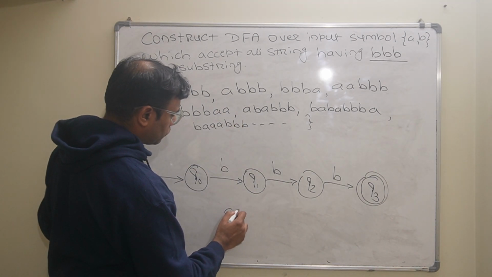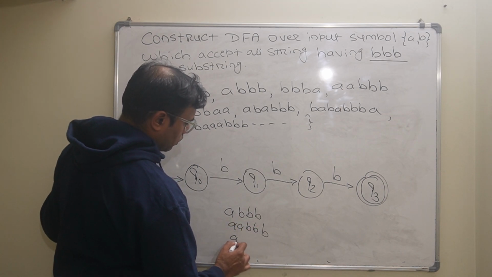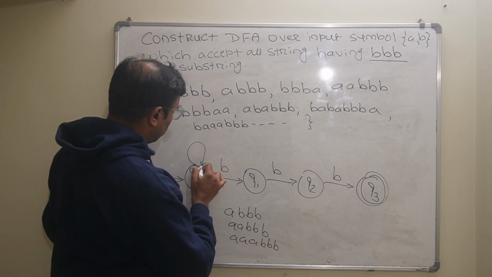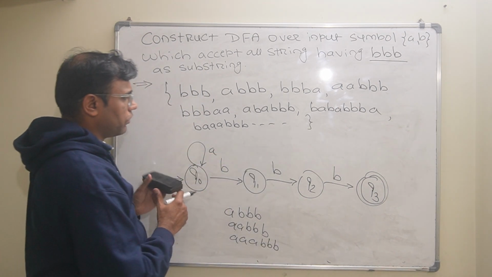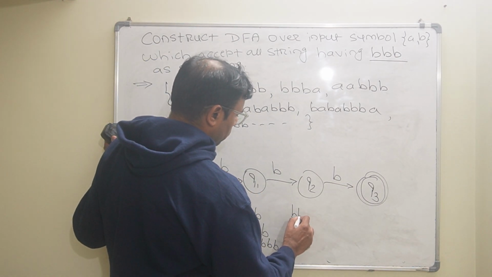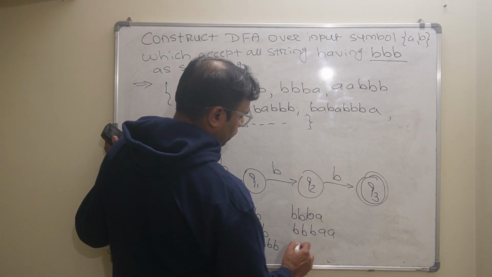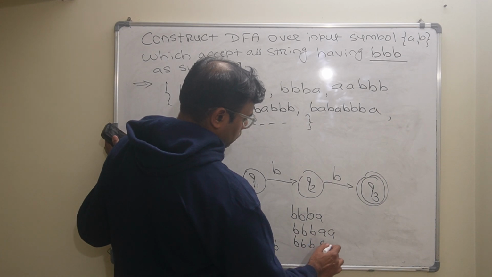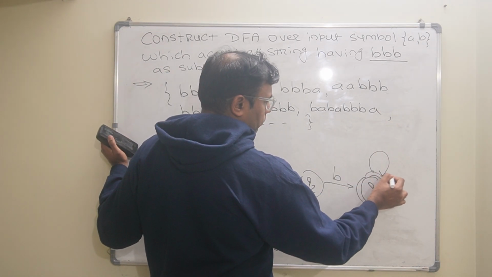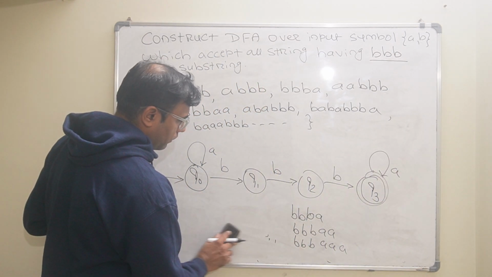Then the string can start with a, so abbb is possible, aabbb, aaabbb is also possible. So if I apply the loop of a on Q0, it will accept any number of a. Now the string can end with a, so bbba, then bbbaa, then bbbaaa. That is also possible. So I will apply the loop of a here so that it can accept any number of a.